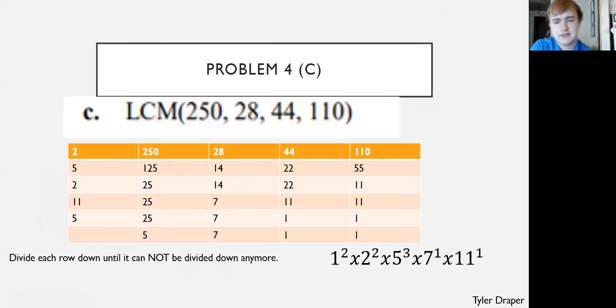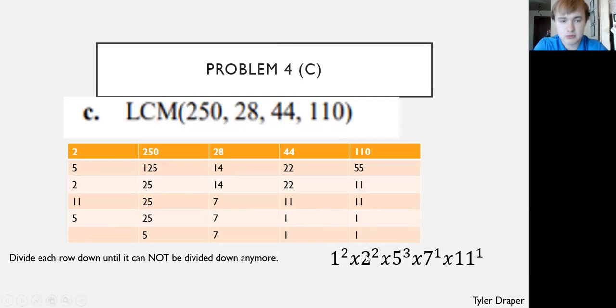Problem 4, this is question C. Now, this one says divide each row down until it cannot be divided anymore. So right here, we're going to get to this step where we have 11 and 11. And we divide this by 11 because we have to get it all the way down. We want the smallest numbers possible. So we divided 11 and 11 by 11, and we get our 1s that we just keep bringing down.